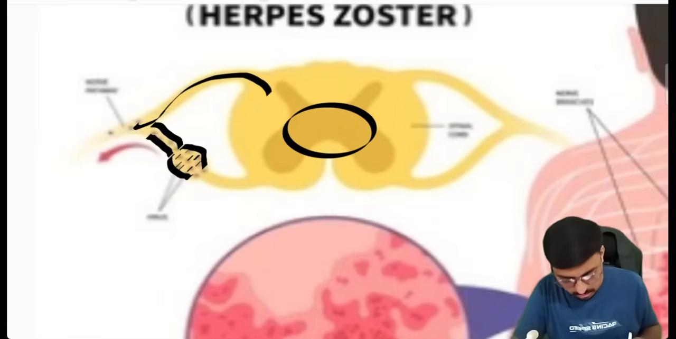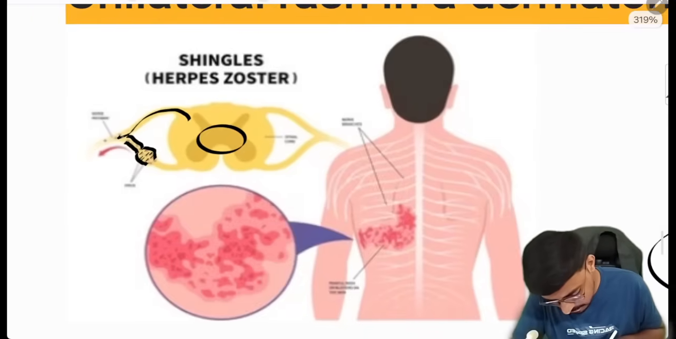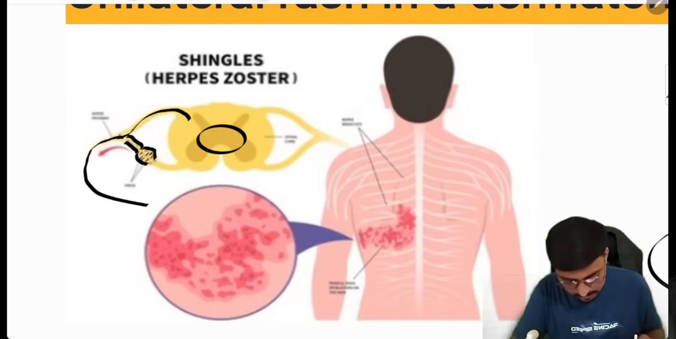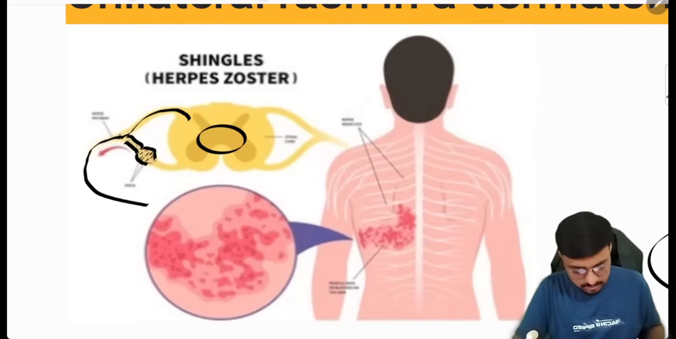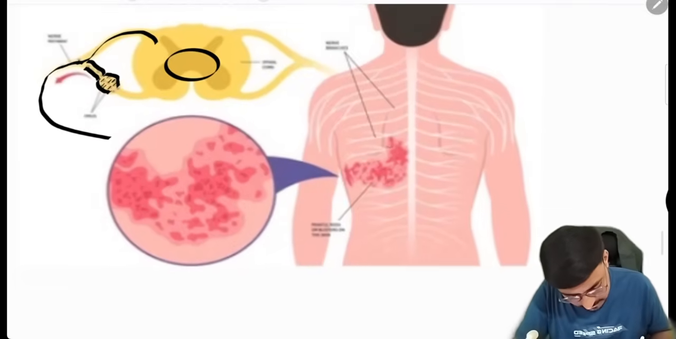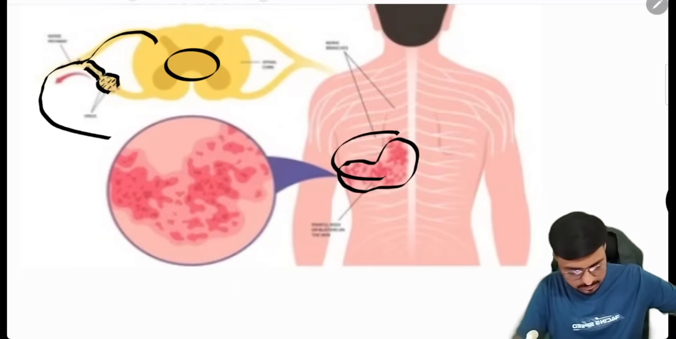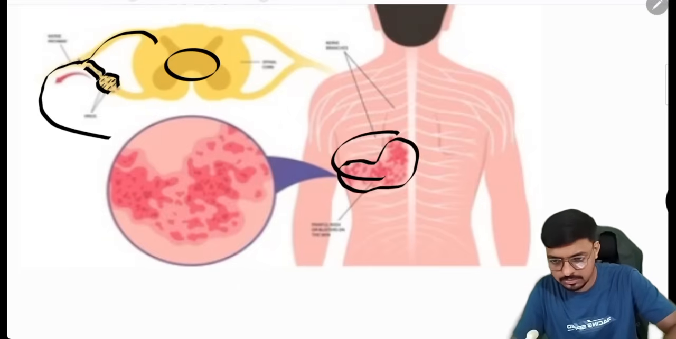This dorsal root ganglion supplies the nerve to a particular area of the body. Look at this particular part. If this dorsal root ganglion supplies the nerve to this part, then only this skin will have the rashes. The rashes will be here, in this particular skin only.